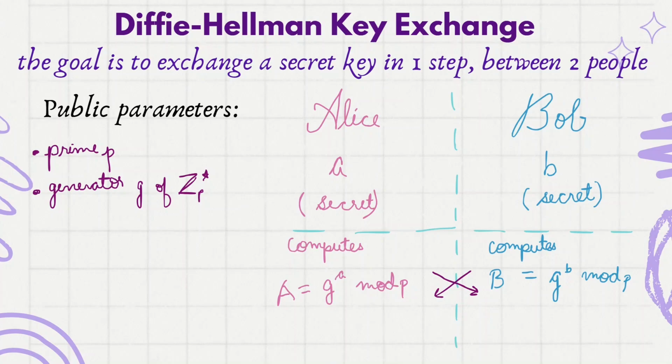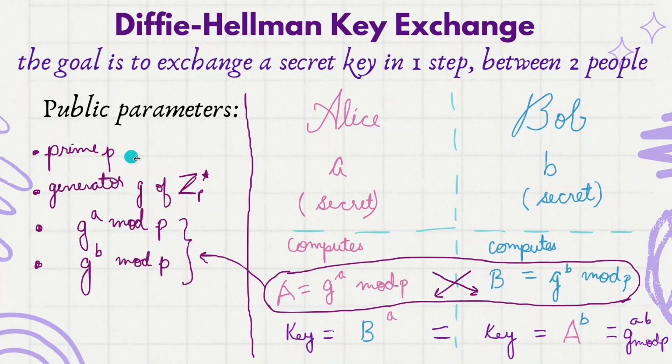So now the new public parameters become prime p, generator g. Now also g to the power of a mod p is known and g to the power of b mod p is known. Now what Alice does is Alice gets capital B from Bob and Bob gets capital A from Alice. So Alice computes capital B to the power of small a mod p, and Bob computes capital A to the power of small b mod p.